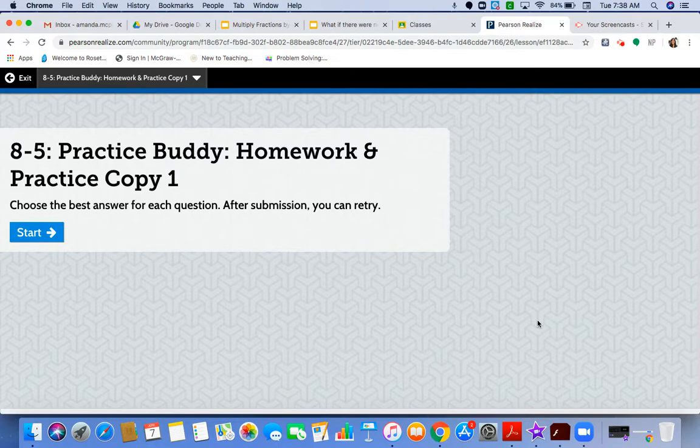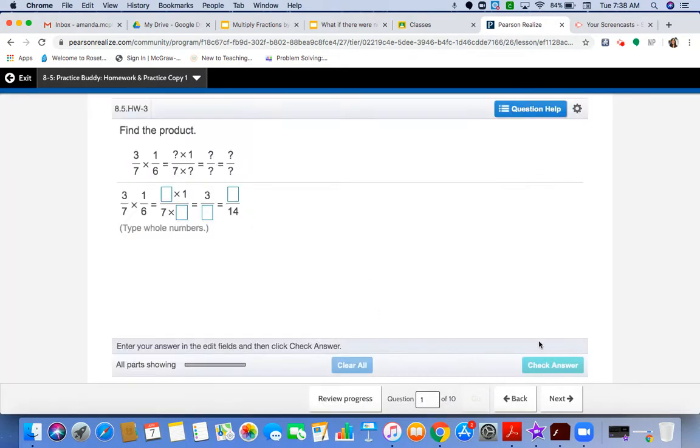I want to take a minute to show you how to navigate through your Pearson assignment for today. So you have 10 questions, and we're going to be practicing what we did yesterday where we multiplied two fractions together. Okay, so for this question, it looks like it has a lot of extra stuff that we have to do. But really, all we're doing is just filling in the blanks with information we already have.